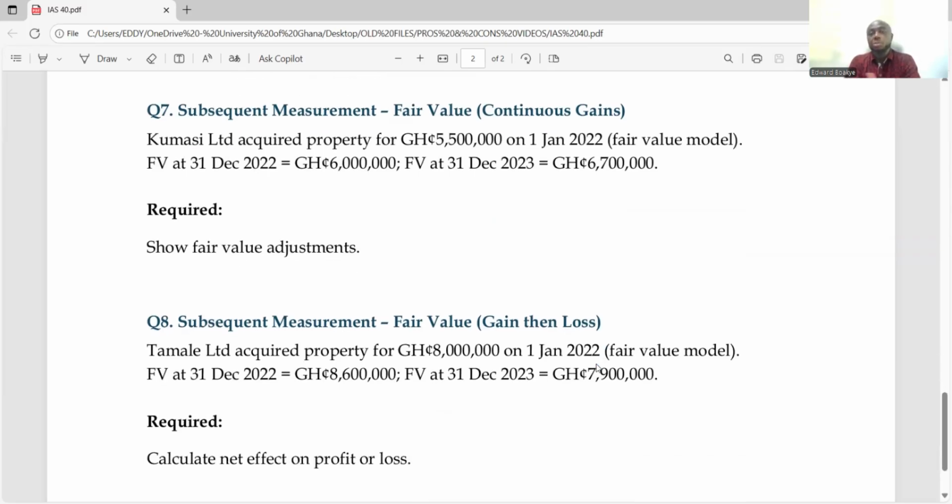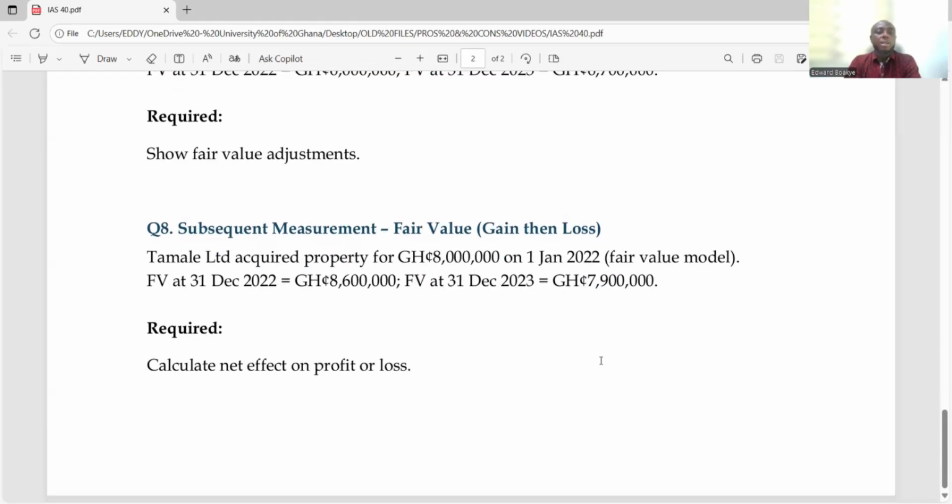I think we should be able to deal with this issue based on what we've done earlier. All right. Now, question number 8 is almost the same thing, but along the line, you got a loss. So Tamale Limited acquired property for 8 million on 1st January 2022, going under the fair value model. With fair value as at 31st December 2022, it was 8.6. So that year, we had a gain of 600,000.